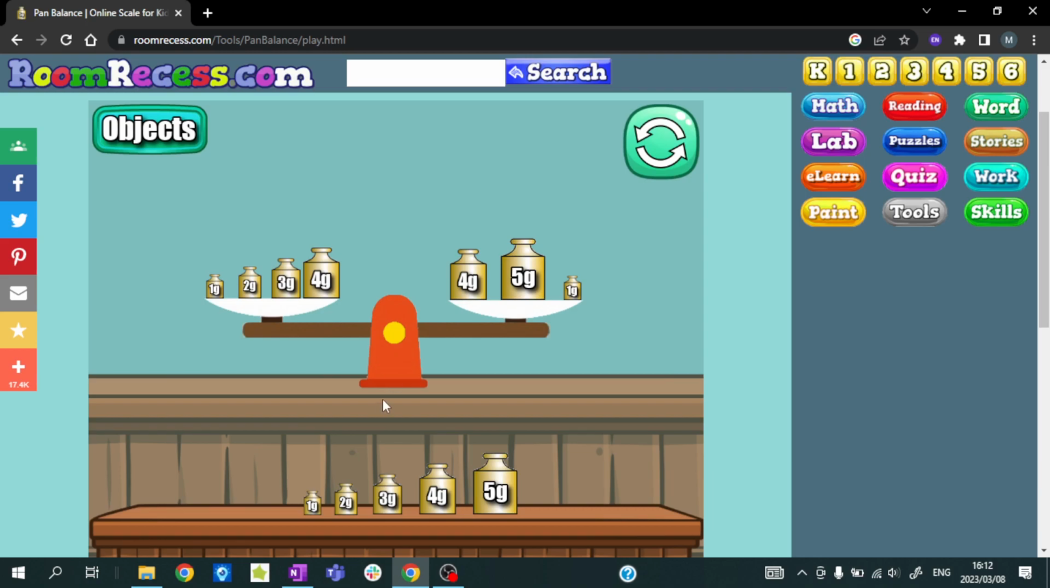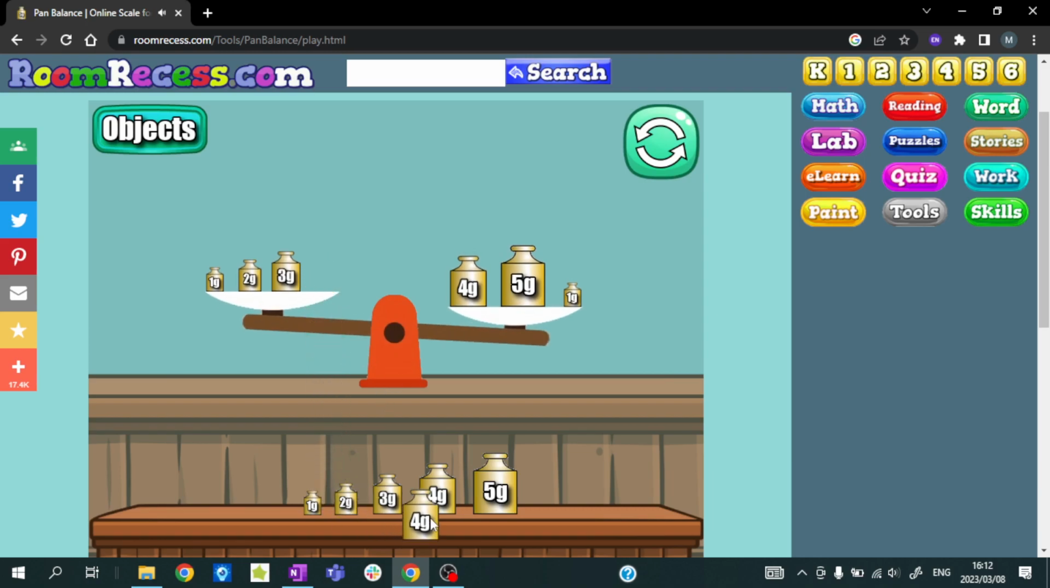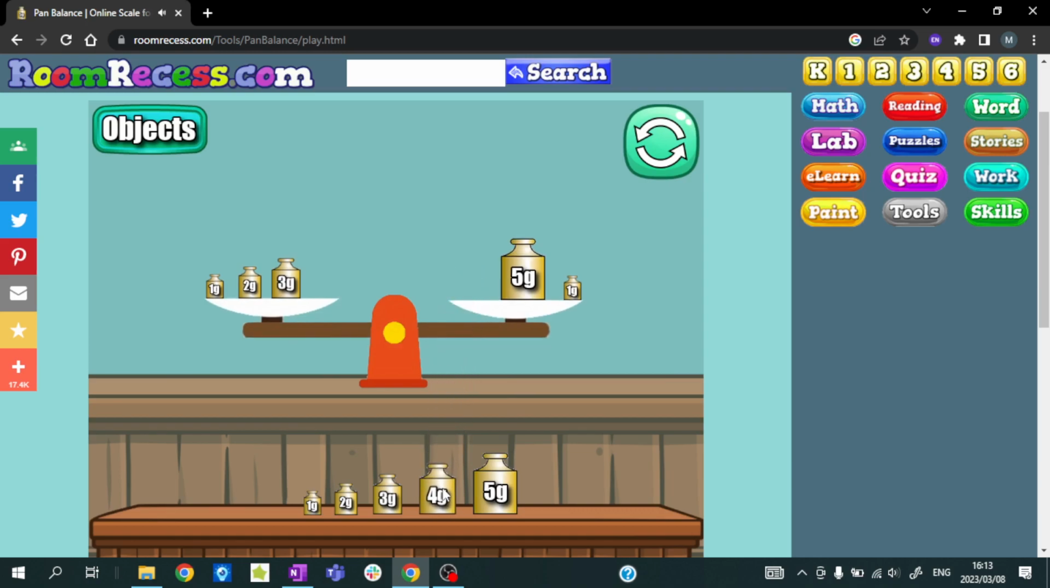So if we remove something, let's say we remove the 4 gram on the left-hand side, we can see that the right-hand side is a little bit more heavy. We remove the 4 gram on the right-hand side as well. If we remove the 1 gram on the right-hand side, we have to also do it on the left-hand side because we can see that it's out of balance.